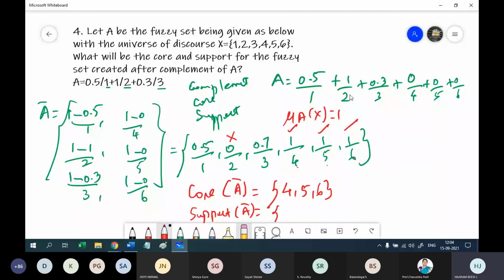Okay. According to the definition of core, the membership function is equal to 1, so it is core. If the membership value is greater than 0, it is support. So in the result, we are having 5 elements with values greater than 0. Here we are having 0, which means it is not applicable for support, so we do not consider this one. So the answer is 1, 3, 4, 5, 6. The core of A bar is 4, 5, 6.